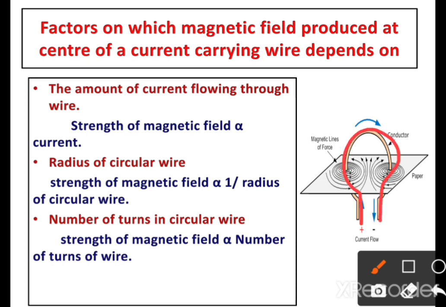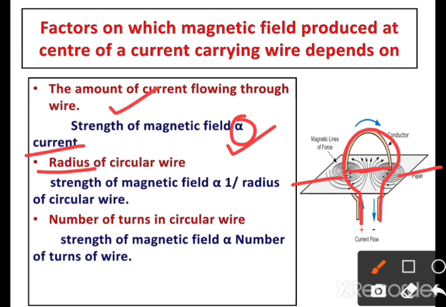If you are increasing the current, the magnetic field strength also increases. So the amount of current flowing through a wire is increased means the strength of the magnetic field also increases. So we can write the strength of the magnetic field is directly proportional to the current. The next one, radius of the circular wire. The radius here is nothing but a distance. When the distance is increased, the magnetic field strength decreases.